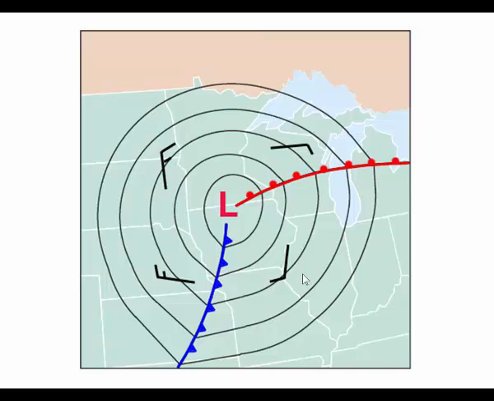And as we mentioned in lecture last week, once this system continues to progress, the cold front will eventually catch up with the warm front and develop into an occluded front, and that occlusion phase is the end of the life cycle of a low pressure system.